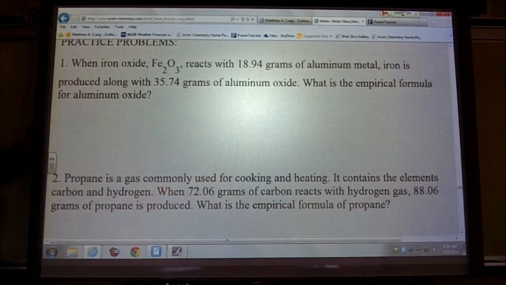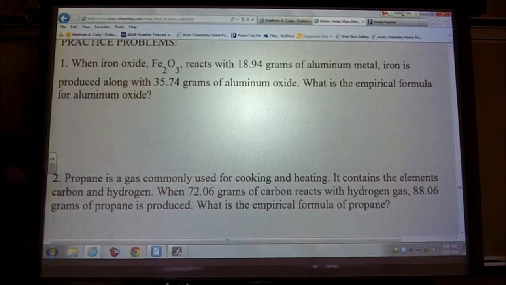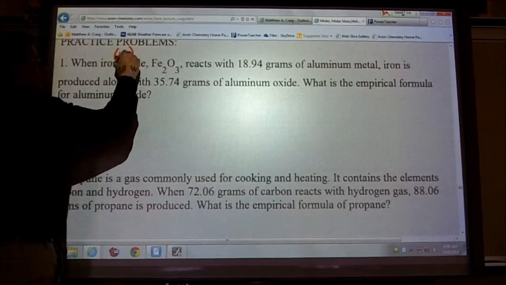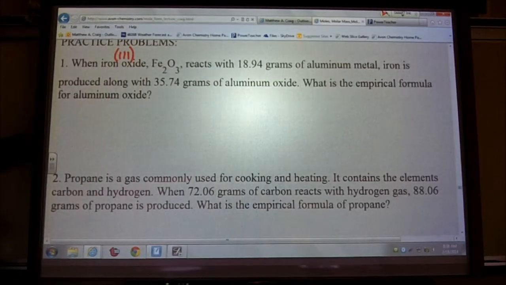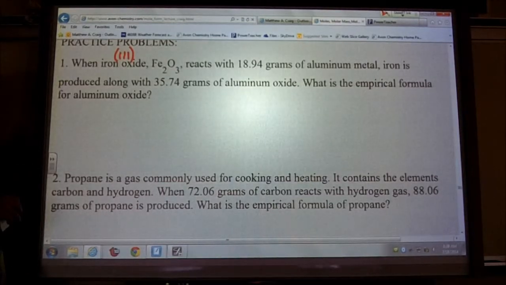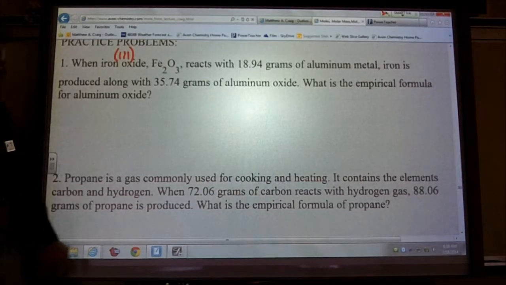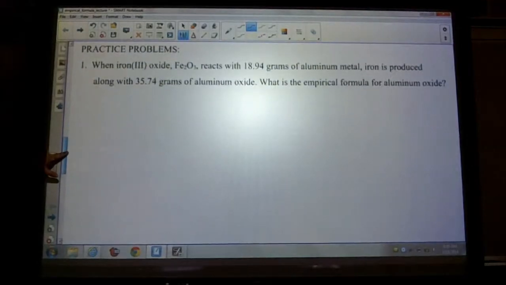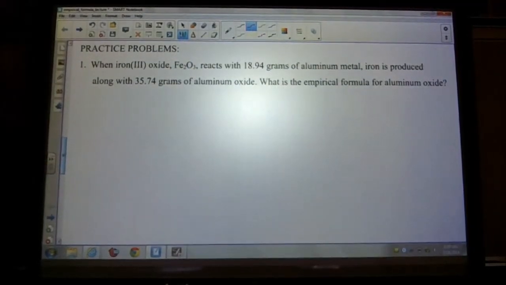Number 1. Okay. Says when iron oxide, actually Fe2O3, and I should say iron 3 oxide, reacts with 18.94 grams of aluminum metal, iron is produced along with 35.74 grams of aluminum oxide. What is the empirical formula for this aluminum oxide? Now you're sitting here going, what in the world is this question asking? And that's a good thing.